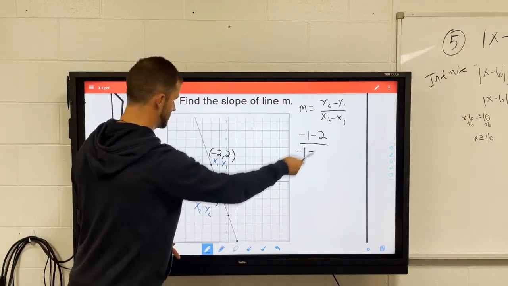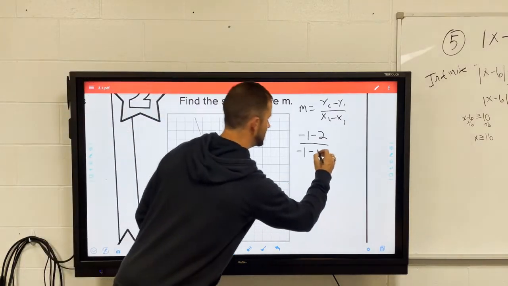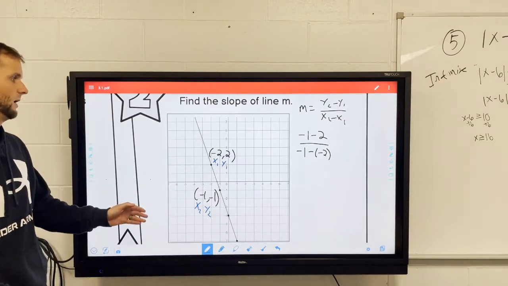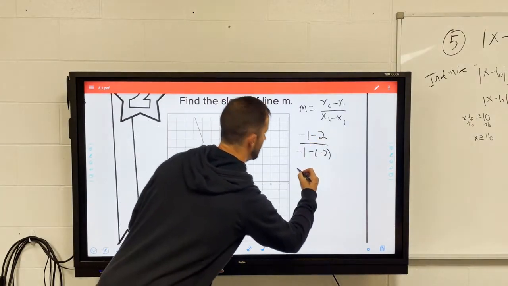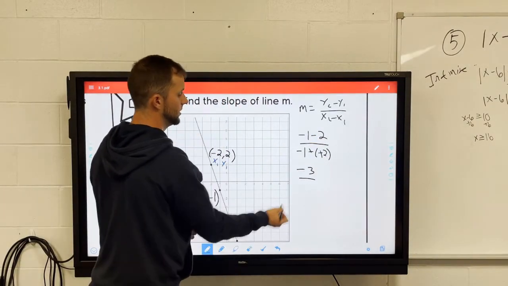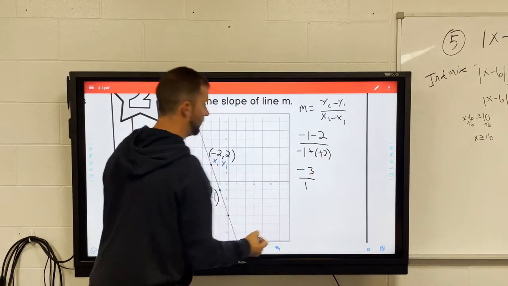And then my x1 here is going to end up being -2. Remember, that key thing is that when I plug in that negative, it's subtracting a negative there, okay? So now let's go ahead and do my math here. So -1 minus 2 will be -3. Then this will turn into plus. So -1 plus 2, or 2 minus 1, same thing, is going to be over 1.